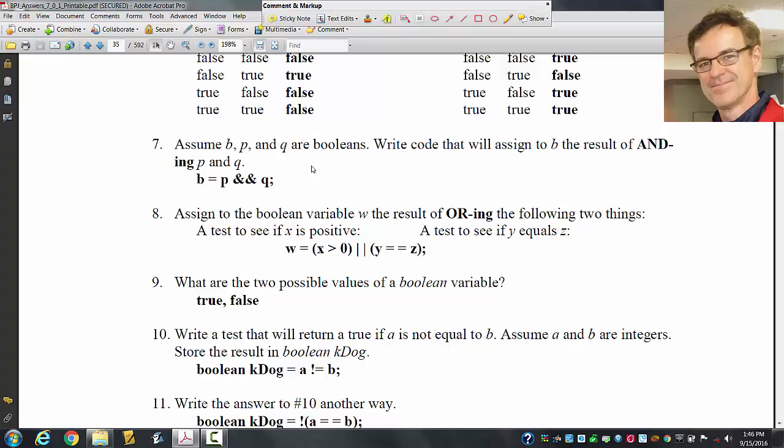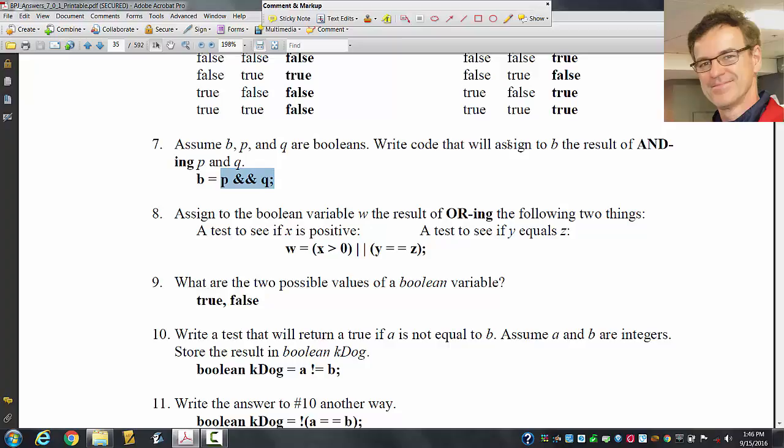You can check the bulletin board in the hallway outside our room. It's some old AP exam questions, the ones from last year, and you'll see there's some long questions. Anyway, number 7, you want to assign to B the and of P and Q. So you want to and together P and Q.